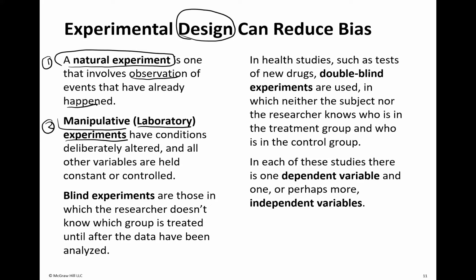The second one is manipulative, which is also known as laboratory experimentation. Here, we have conditions that can be altered. We can control those conditions, and we also control many variables in this laboratory experimentation. So we have the freedom to alter the conditions or variables in the laboratory experimentation.